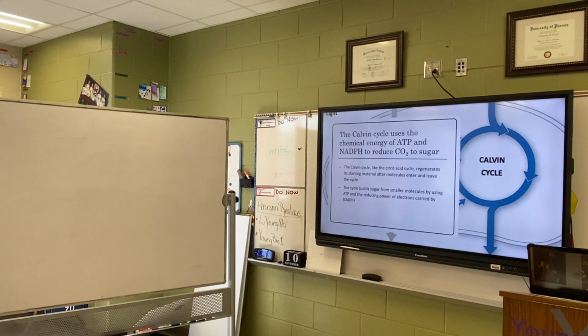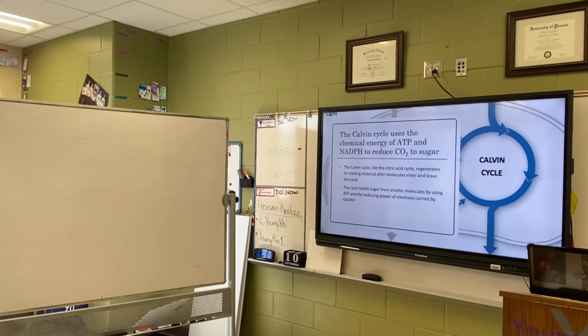The Kelvin cycle actually uses the chemical energy of ATP and NADPH that was created in the light dependent reaction to reduce carbon dioxide to a sugar. Remember, carbon dioxide is considered an inorganic source of carbon, and we need an organic source of carbon for our cells to be able to use it.